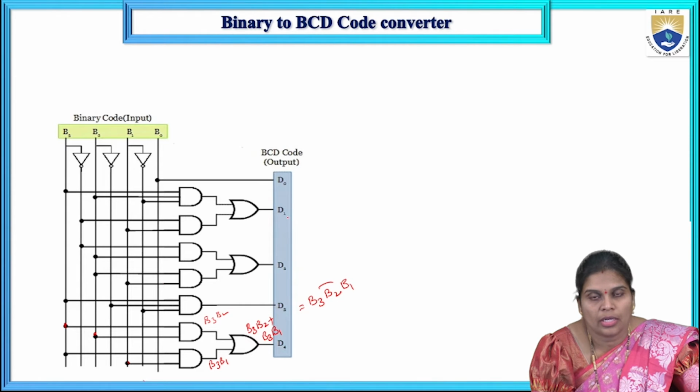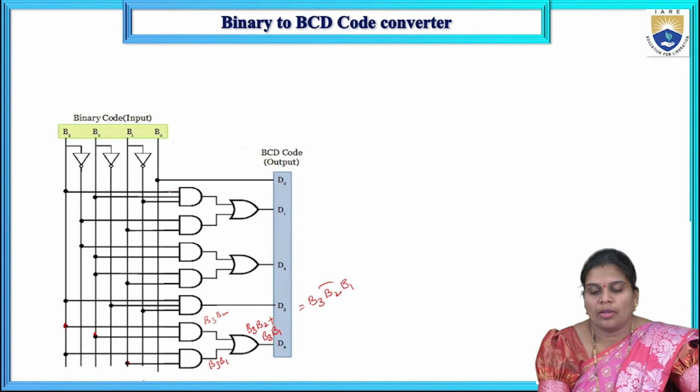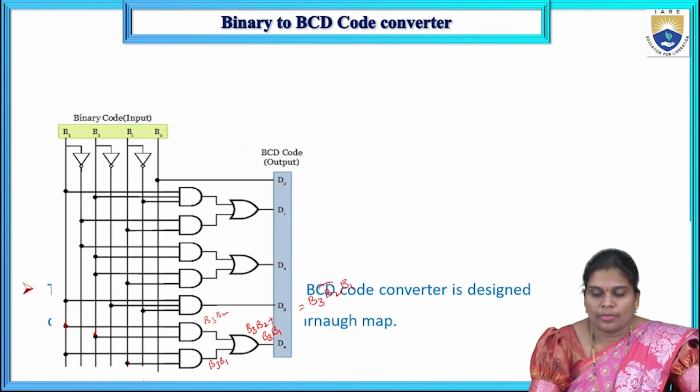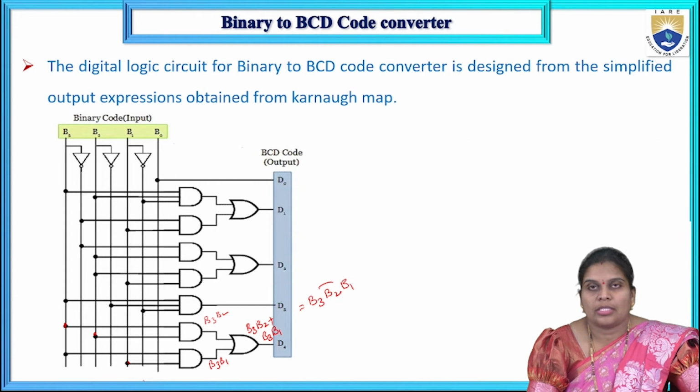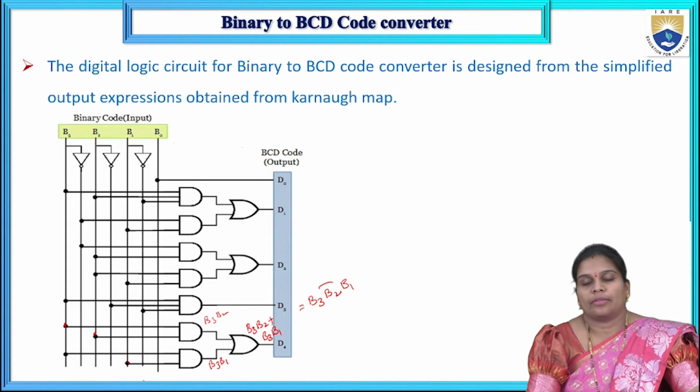So, this is D2. Next, D1 is B3, B2 and B1. So, this is D1. B0 is as it is, the B0 value. This is the common value. This is the binary to BCD code converter.